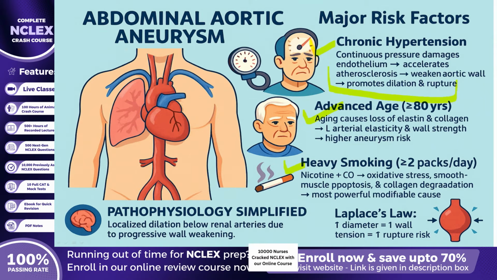As wall tension increases in accordance with Laplace's law, the likelihood of rupture grows exponentially with the diameter of the aneurysm. Chronic hypertension, represented by option B, is one of the most potent risk factors. Sustained high blood pressure exerts continuous stress on the arterial wall, promoting endothelial injury, accelerating atherosclerotic plaque formation, and weakening the vessel structure over time. This makes the aorta susceptible to dilation and rupture.